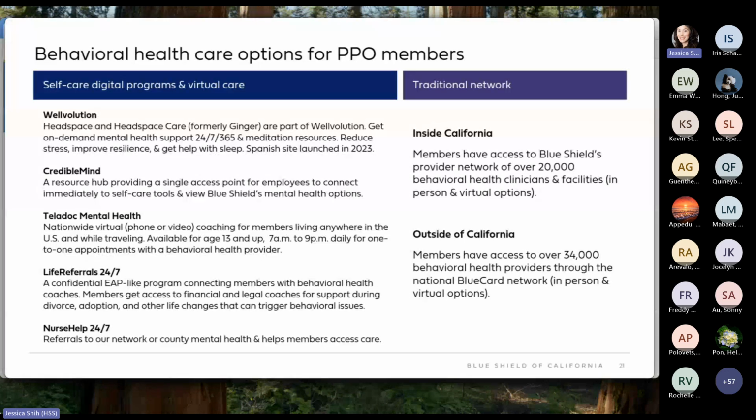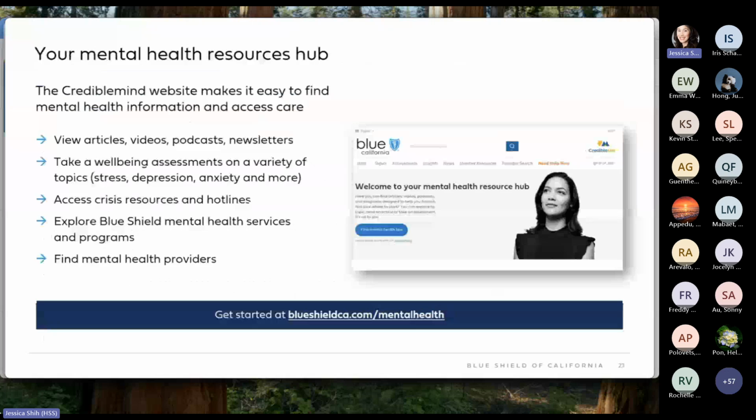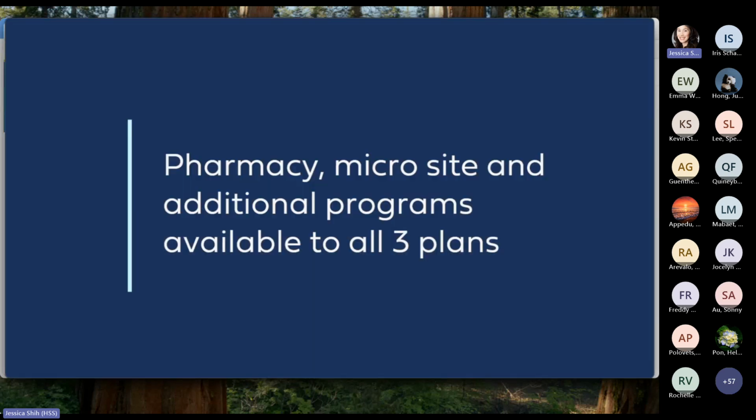Credible Mind is your virtual health resources hub. It offers articles, videos, podcasts, and newsletters. You can take a well-being assessment on a variety of topics, including stress, depression, anxiety, and more. You have access to crisis resources and hotlines. You can explore Blue Shield mental health services and programs, and you can find a mental health provider. To access, just go to blueshieldca.com/mentalhealth. Now let's discuss pharmacy, the microsite, and additional programs available to all 3 plans.